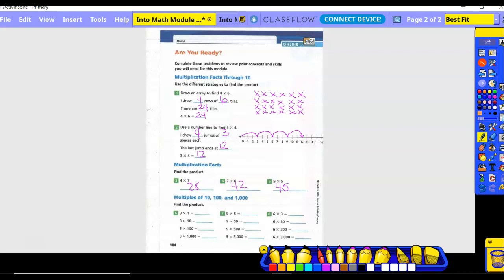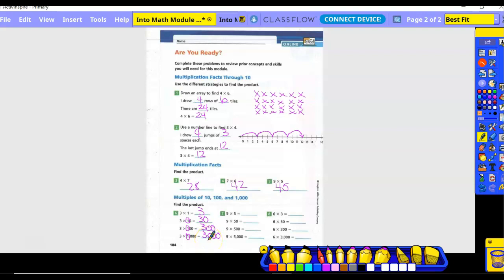Okay, 3 times 1 is 3. Put my 1 in a box. 3 times 1 is 3. You told me to add a 0. Put my 1 in a box. 3 times 1 is 3 and add 2 zeros. Put my 1 in a box. 3 times 1 is 3 and add 3 zeros.